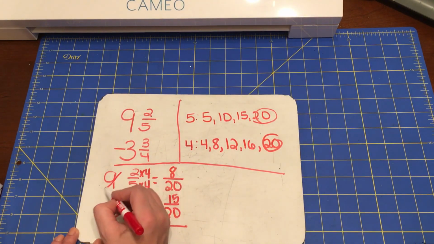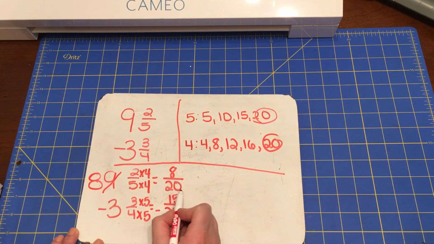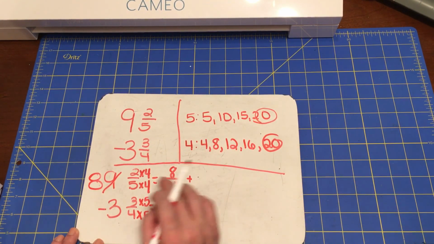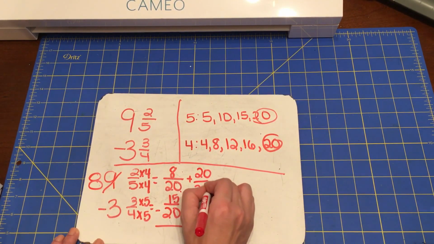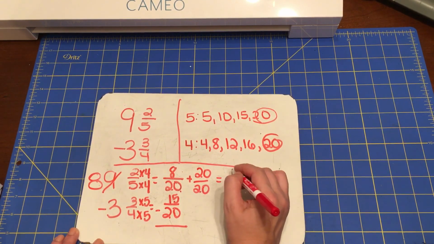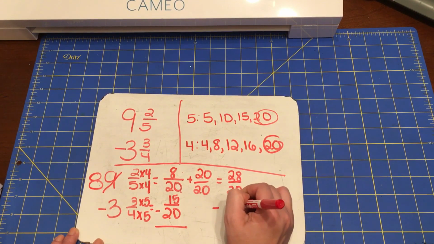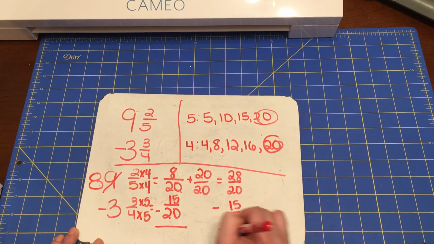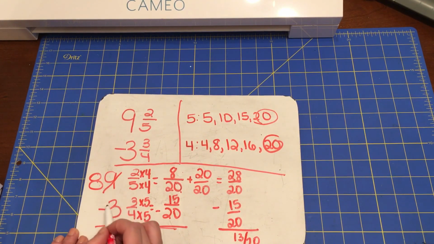In this case, I had to regroup. So I went over to my whole number and I borrowed 1. And then my denominator here tells me that to take one whole here, I have to have 20 twentieths. So I add that to what I already had, and I get 28 twentieths, and I'm going to subtract from it 15 twentieths. So 28 minus 15 gives me 13 twentieths. And then I have to go back over here to my whole number and subtract it. 9 minus 3 is 5.